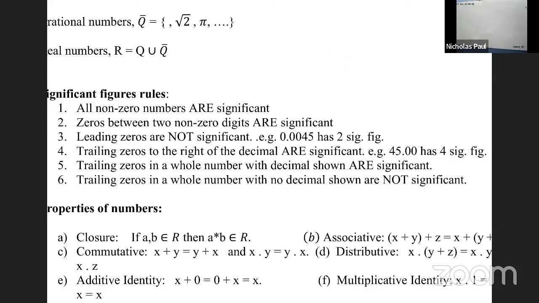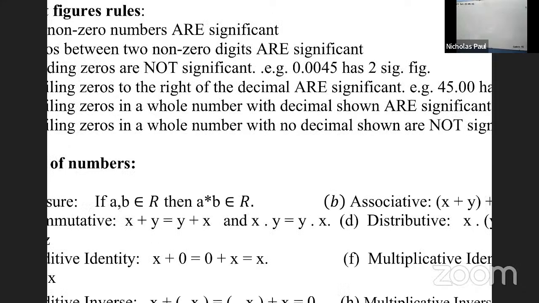Next, zeros between 2 non-zero digits are significant. So see that 0 in the middle there? That 0 is significant. Everybody okay with that? So zeros between 2 non-zero digits are significant. Everybody all right? Coming to the complicated part now. Leading zeros are not significant. Right? So look at this one here.